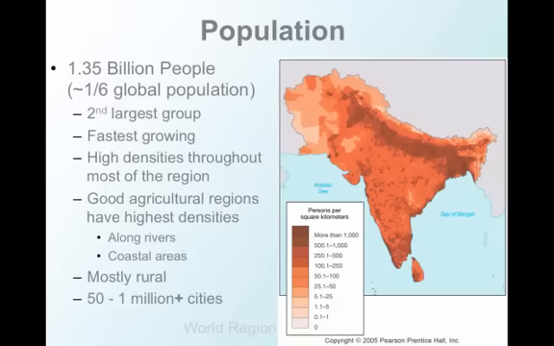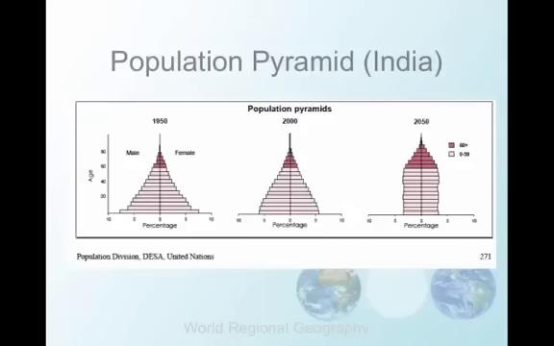It is marked by a number of good agricultural regions, which also have relatively high population densities, and these are mainly located along rivers and also coastal areas, and then south of the Himalayan mountains. Despite it being a mostly rural region, it has about 50 cities that have more than 1 million people in them.